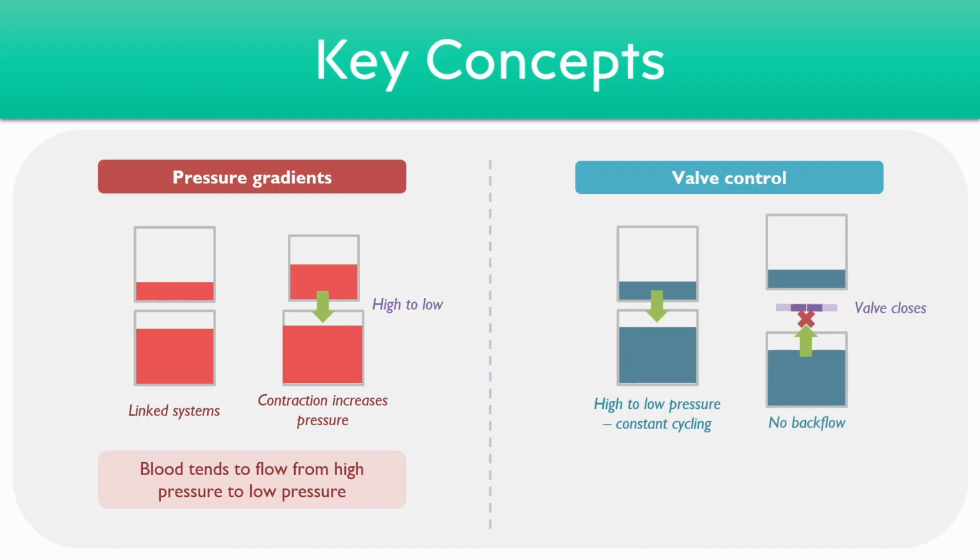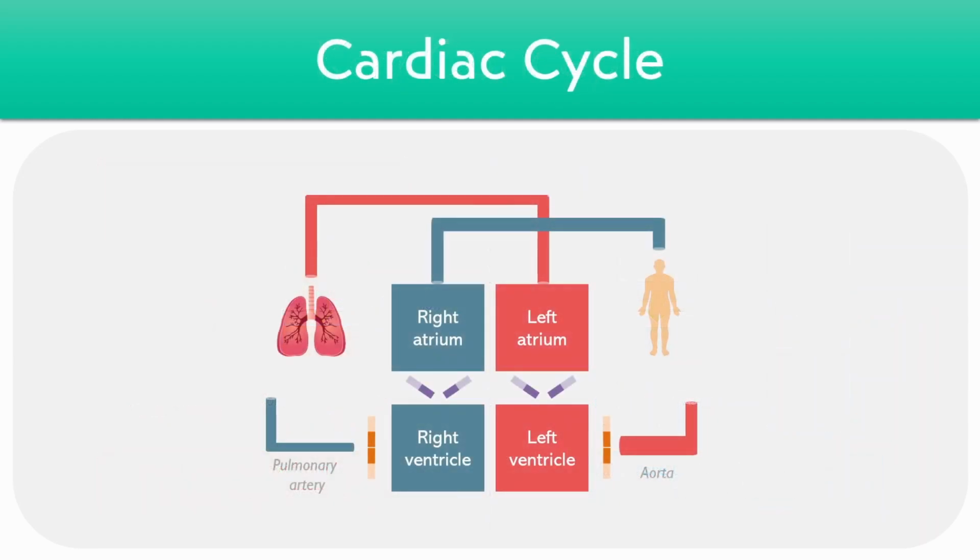And this is how blood can be controlled within the heart. To summarize this, valves are unidirectional, so they only allow flow in one direction, and they help to prevent the backflow of blood. Having understood these main principles, we can now move on to review the cardiac cycle.